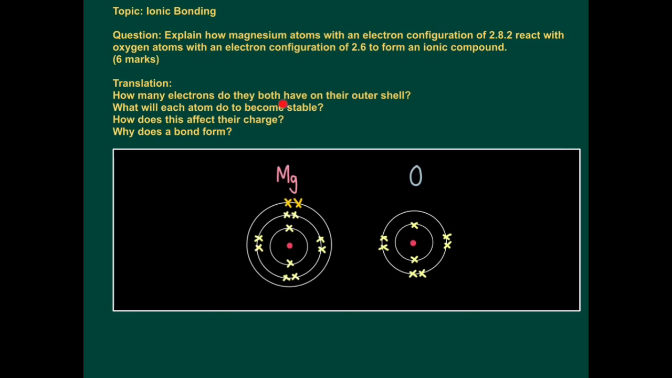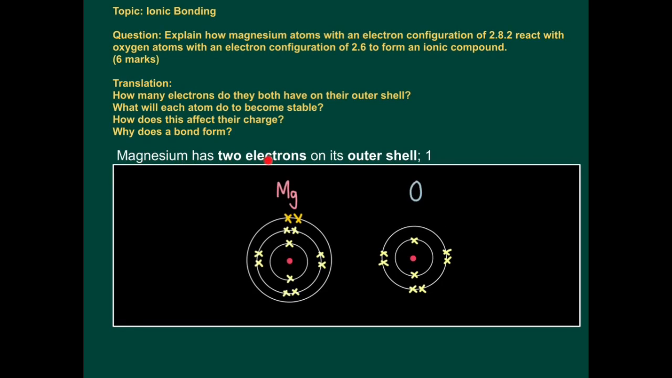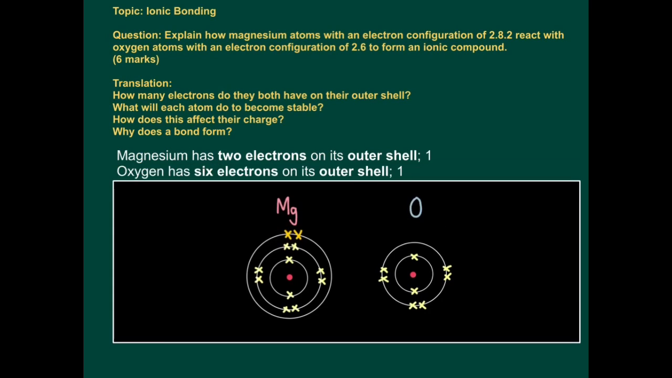How many electrons do they both have on their outer shell? What will each atom do to become stable? How does this affect their charge, and why does the bond form? So firstly, magnesium has 2 electrons on its outer shell. Oxygen has 6 electrons on its outer shell, and you can count those here.